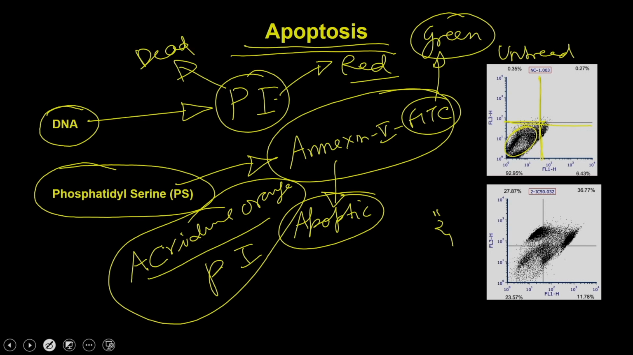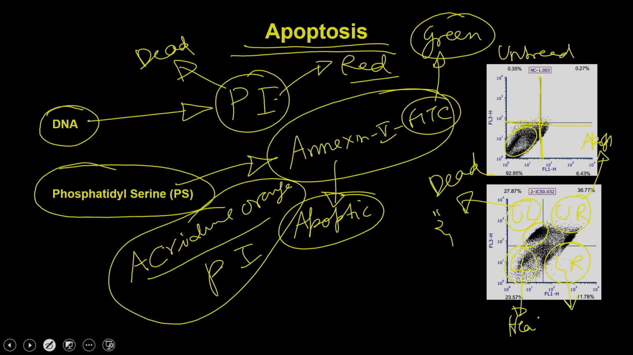So, what you see is the upper left corner, upper right corner, lower left corner and the lower right corner. Now, these are the cells which are going to have only the propidium iodide. So, these are the dead cells. These are the cells having both the dyes in a high concentration. So, these are the apoptotic cells, these are also apoptotic cells, and these are the healthy cells.